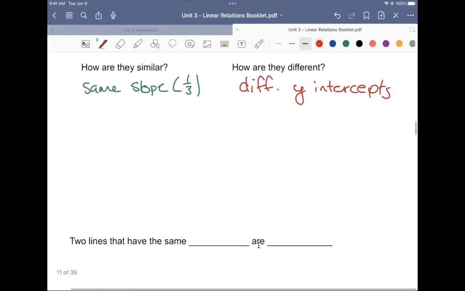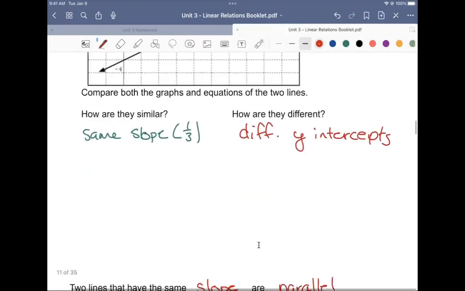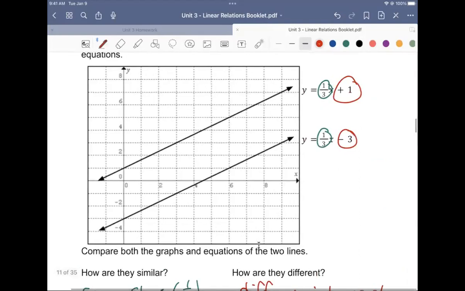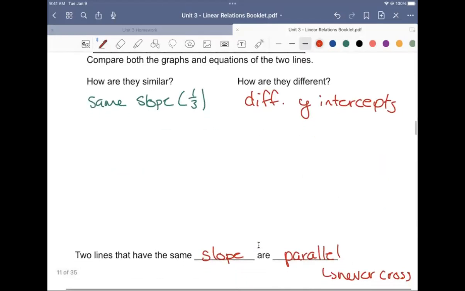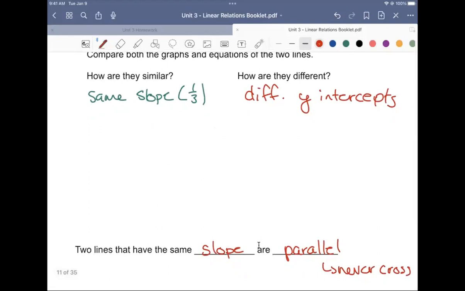Now, we define 2 lines that have the same slope as parallel, which means they will never cross. So if I take a look at these 2 lines, I can see that they don't cross. They will go off in the same direction, but they will never meet each other. They will never touch each other. They do not cross whatsoever. So those end up being linear lines.